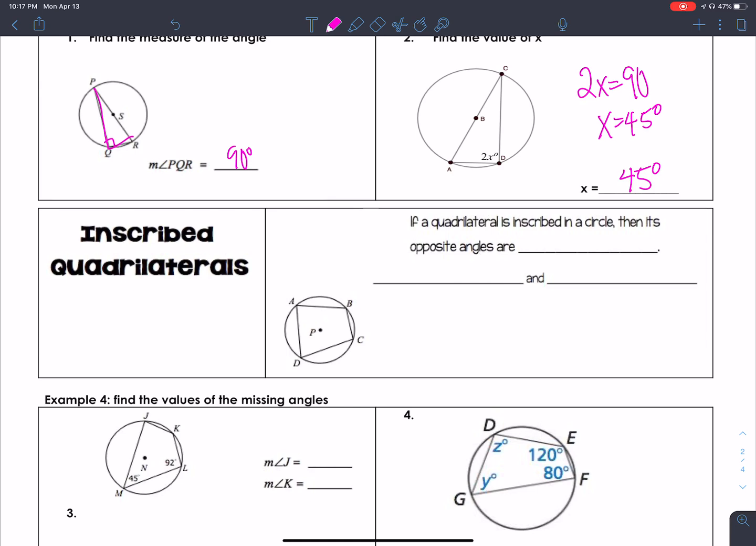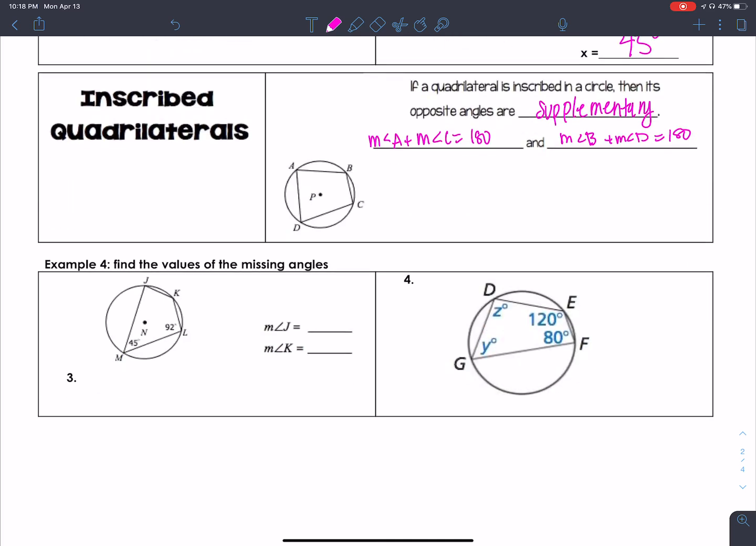Okay? All right, quadrilaterals inside of a circle. So if a quadrilateral is inscribed in a circle, then its opposite angles are, we got to go back to when we did quadrilaterals. Okay, so its opposite angles are supplementary. Okay, so we're going to have the measure of angle A plus the measure of angle C equals 180, and the measure of angle B plus the measure of angle D equals 180.